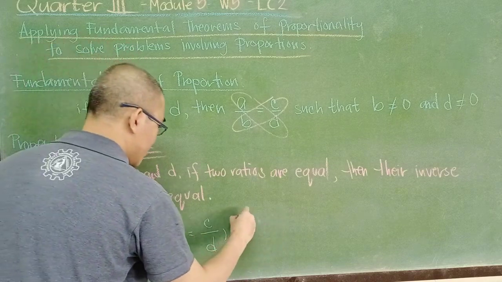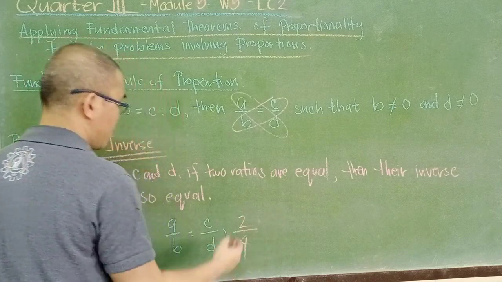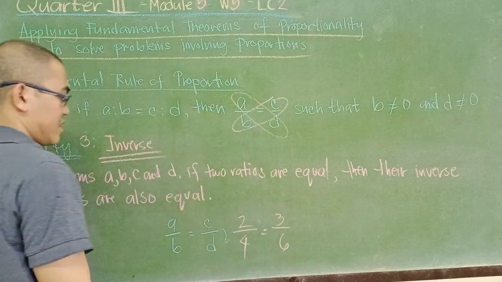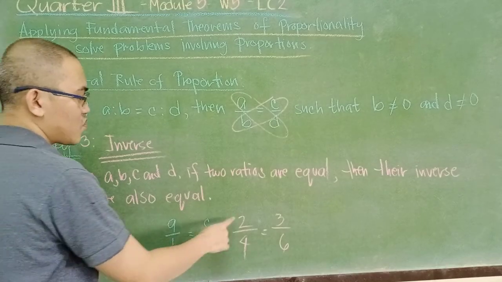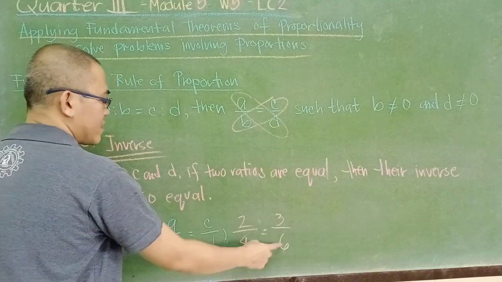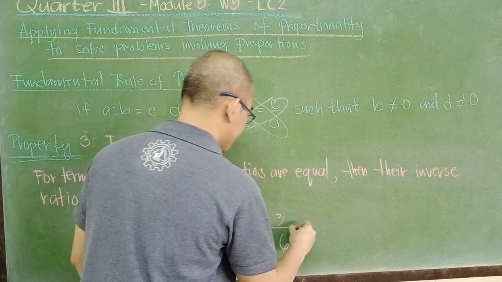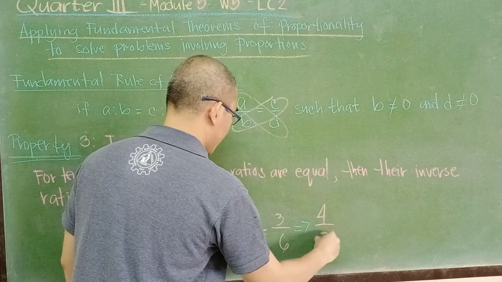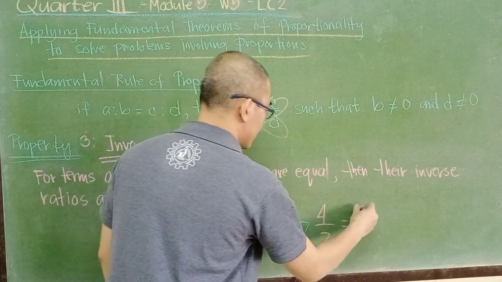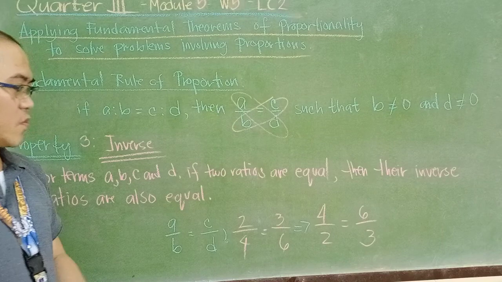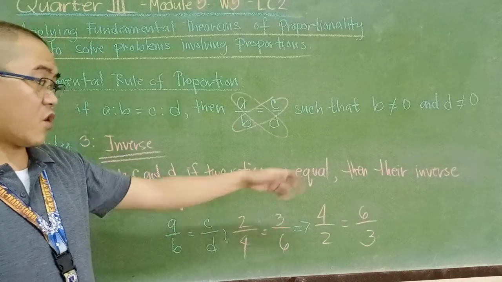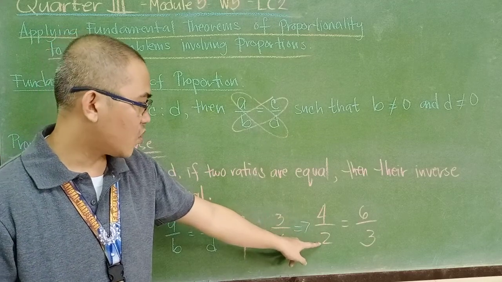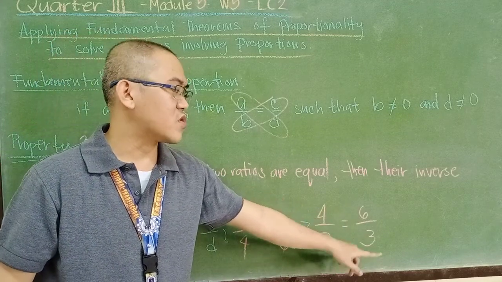Halimbawa, again, let's use 2 over 4. So we all know this is 1/2. And then 3 over 6 is still 1/2. So kung yung 2 and 3 ilalagay ko sa ilalim, tapos yung 4 and 6 ilalagay ko sa taas, we'll get 4 over 2 is equal to 6 over 3. So pag sinimplify mo yung ratio na yan, pag kinuha mo yung lowest term, this will give you 4 divided by 2, that will give you 2. 6 divided by 3, that will also give you 2.